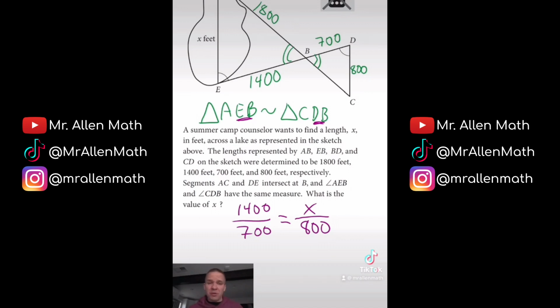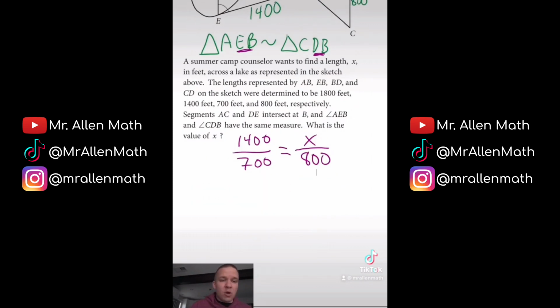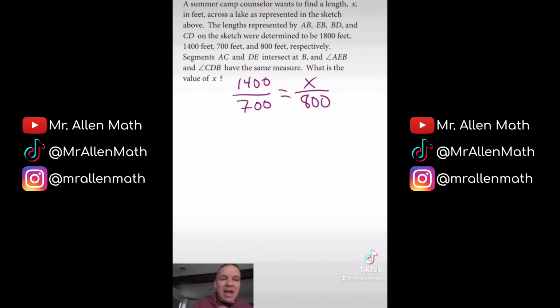But hold up, those are some big numbers. Perhaps we can go ahead and simplify. I can cancel out some zeros here, and then I'm left with just 14 over 7, which is 2 over 1. Let's leave it as a fraction right now. So 2 over, not x, 2 over 1. And then over here, I'm going to have x over 800. I can't do any simplifications there.